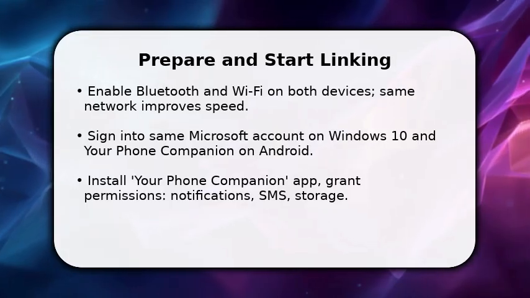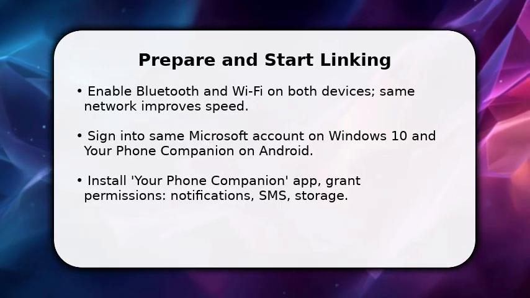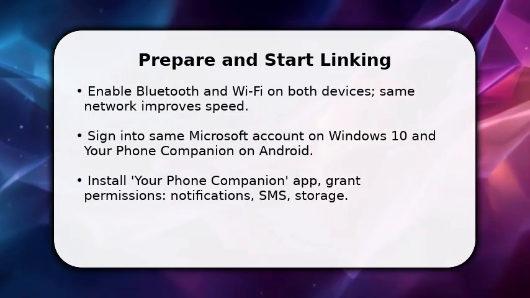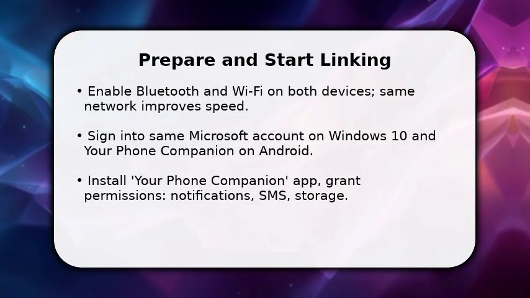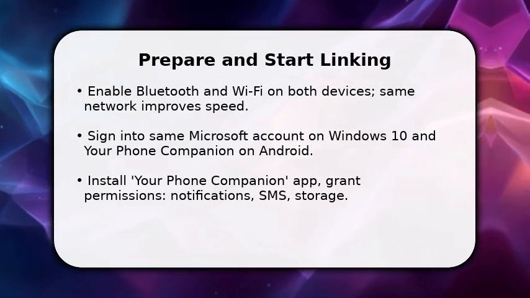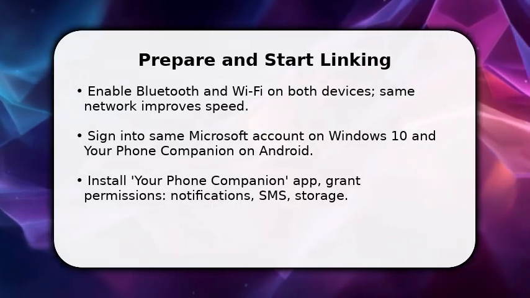You begin by preparing both devices, enable Bluetooth and Wi-Fi, and sign into the same Microsoft account on Windows 10 and the Android app. Open Settings on Windows, search your phone, and launch the app.